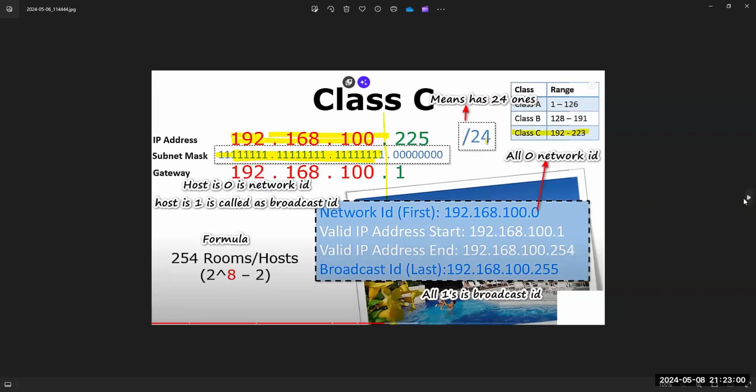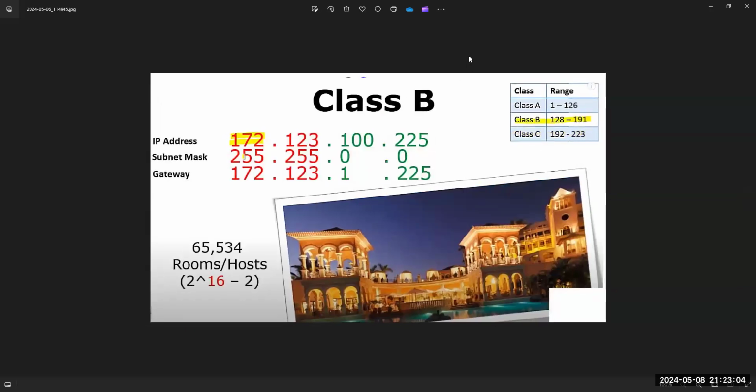Now this was all about class C. Now within class B, this is again segregated from here. So you have to remember: class C will be segregated from within the first host, class B will be segregated within the second host. Now, if I say this is in class B, because we see the first network ID, that is 172, it comes under this range. So it is in class B, right?